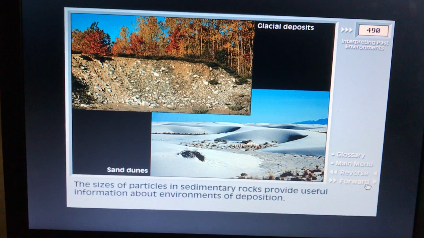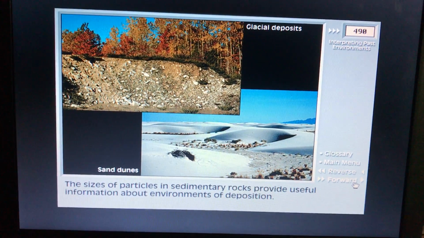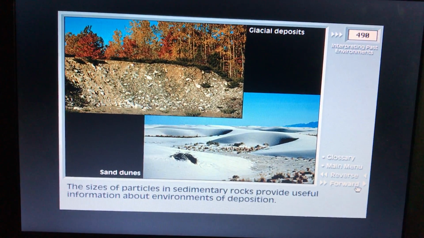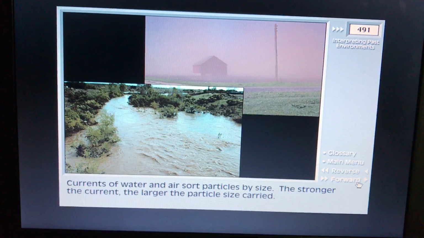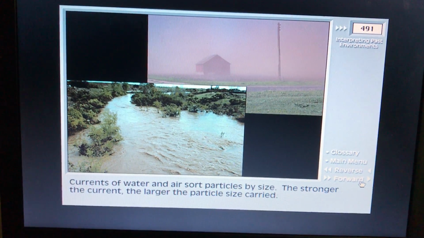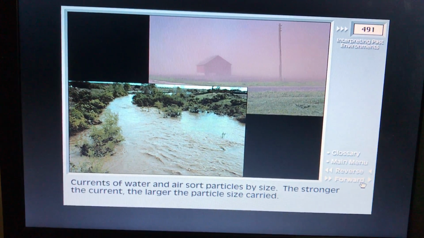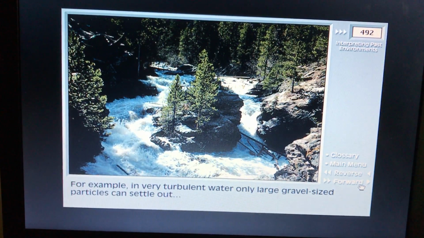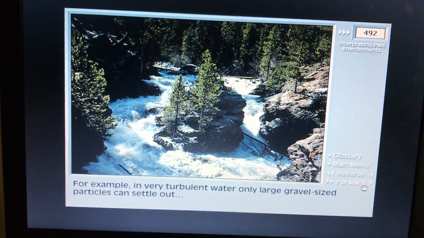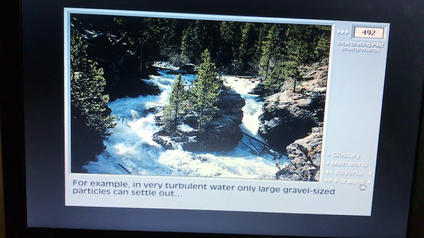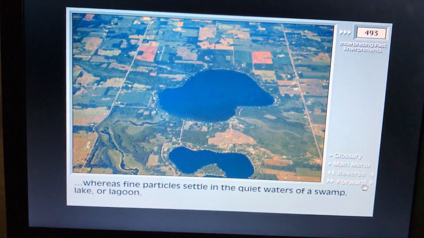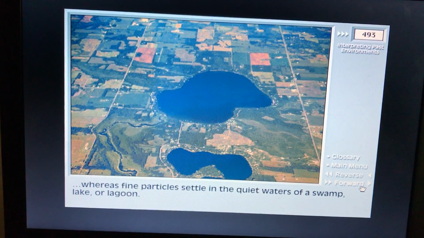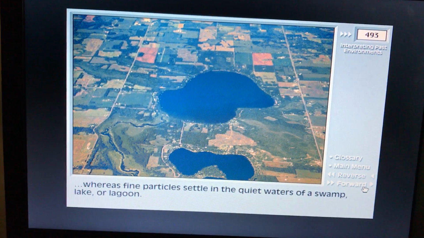The sizes of particles in sedimentary rocks provide useful information about environments of deposition. Currents of water and air sort particles by size. The stronger the current, the larger the particle size carried. For example, in very turbulent water, only large gravel-sized particles can settle out, whereas fine particles settle in the quiet waters of a swamp, lake, or lagoon.